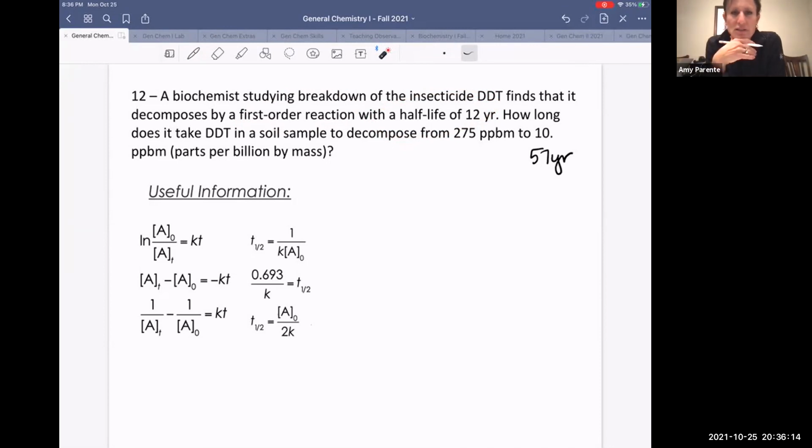So how long does it take DDT in a soil sample to decompose from 275, again, units? We don't need to worry about what those units are. That stands for parts per billion by mass. How long will it take to go from 275 units to 10 units? So go ahead, pause as I work through these next problems. Pause it if you want to try working through it on your own, but I'm just going to go straight through and talk about the solution.